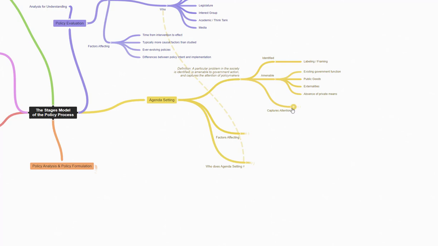So we have this problem identified. We've deemed it amenable to government action, and now we have to capture the attention of policymakers, and oftentimes a focusing event is what gets on their attention. Maybe it's the publication of a report that came out of the policy evaluation stage. Maybe it's a story in the news. Maybe it's some sort of a crisis. There are a number of factors that affect capturing the attention.